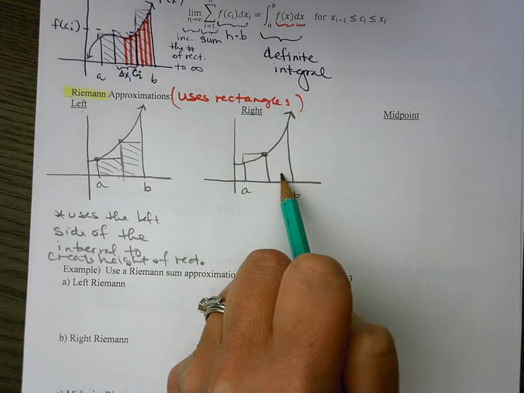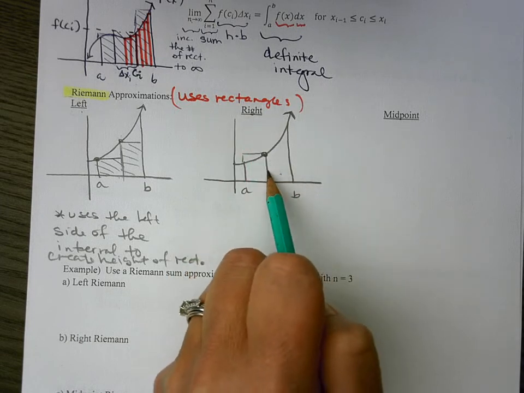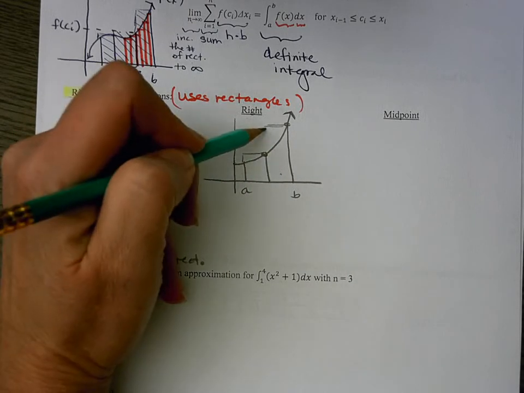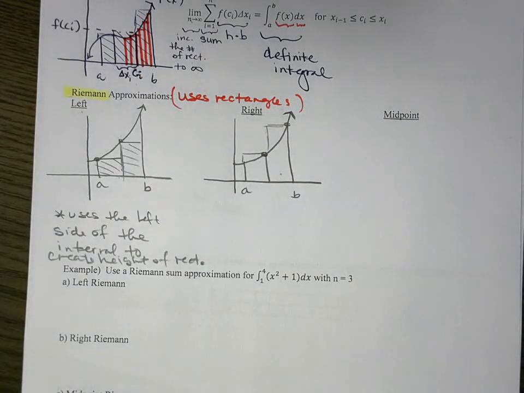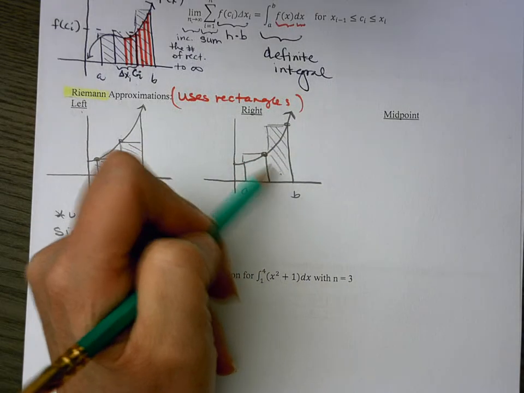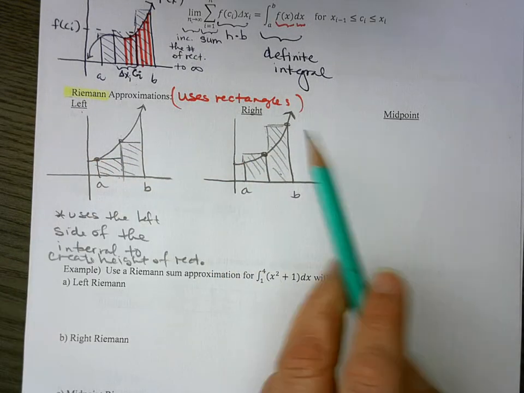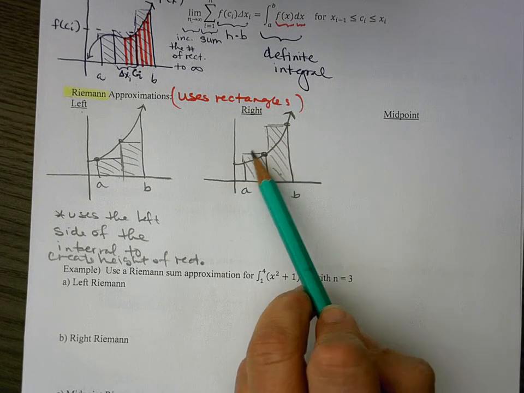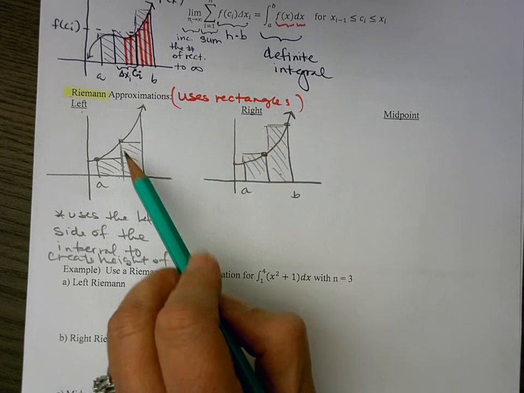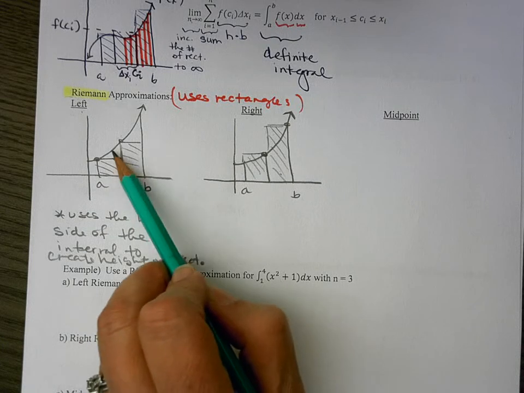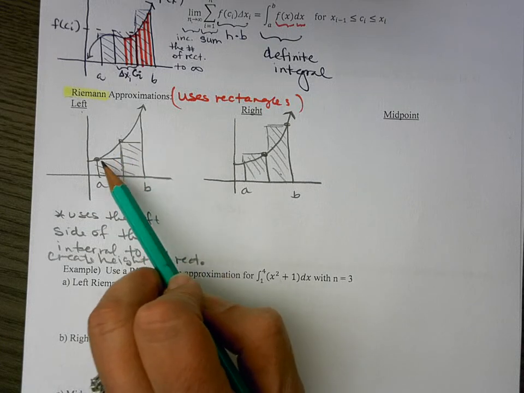So again, if I do a right Riemann, on this interval I have the left side and the right side, so I'm going to use the right side to create the height. And I'm going to find the area of that rectangle and approximate the area under the curve, right? So this one would be an over approximation, right? Because I have too much area that I'm using to approximate under the curve. This one would be called an under approximation because my areas are under, right, smaller than the actual.